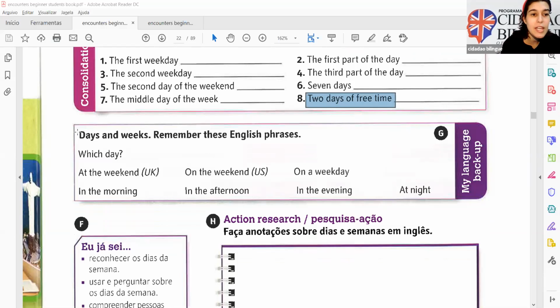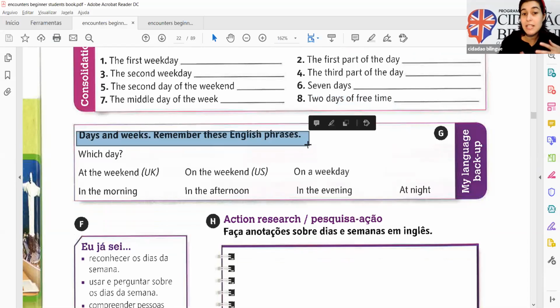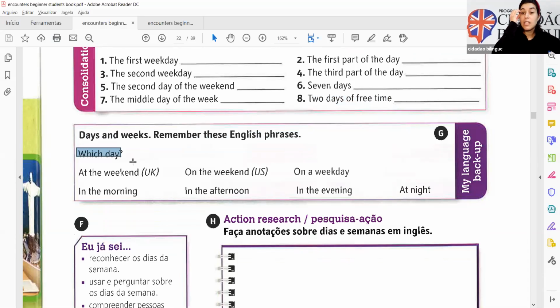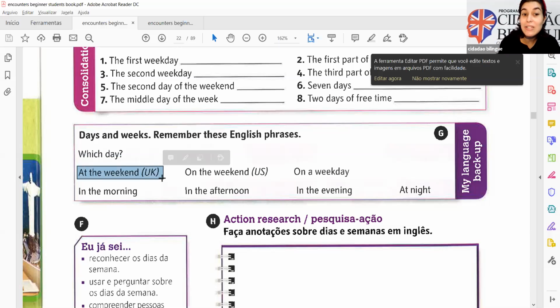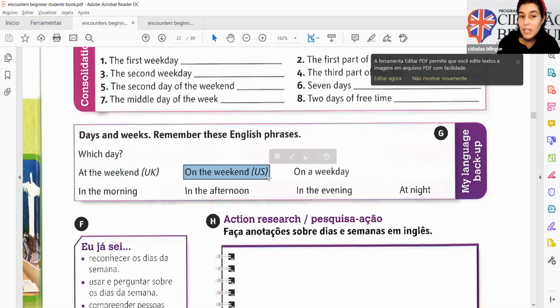So, days and weeks, okay? Let's remember these English phrases. Which day? Qual dia? Which day? É qual dia? Em questão de entre os dias da semana, ok? Which day? Que dia da semana, ok? A gente tem uma pequena exclusão aí, which day? At the weekend, ok? Nos Estados Unidos, a gente não fala at the weekend. A gente fala at the weekend in the UK, no Reino Unido. Nos Estados Unidos, a gente fala on the weekend, ok?